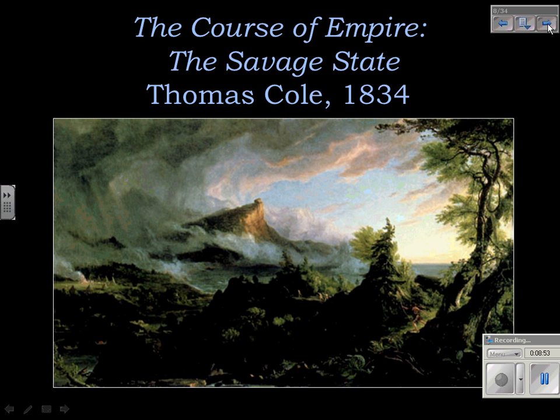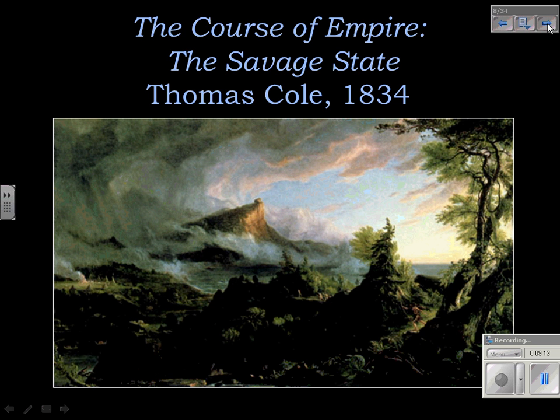Again, another Thomas Cole piece. I'll be honest, he's one of my favorite painters from the time period. A beautiful piece here, and this is The Course of an Empire. It's a series of paintings that's going to take us through what happens when we have civilization clash or come into contact with the wildness of nature. And so this one is going to be The Savage State.